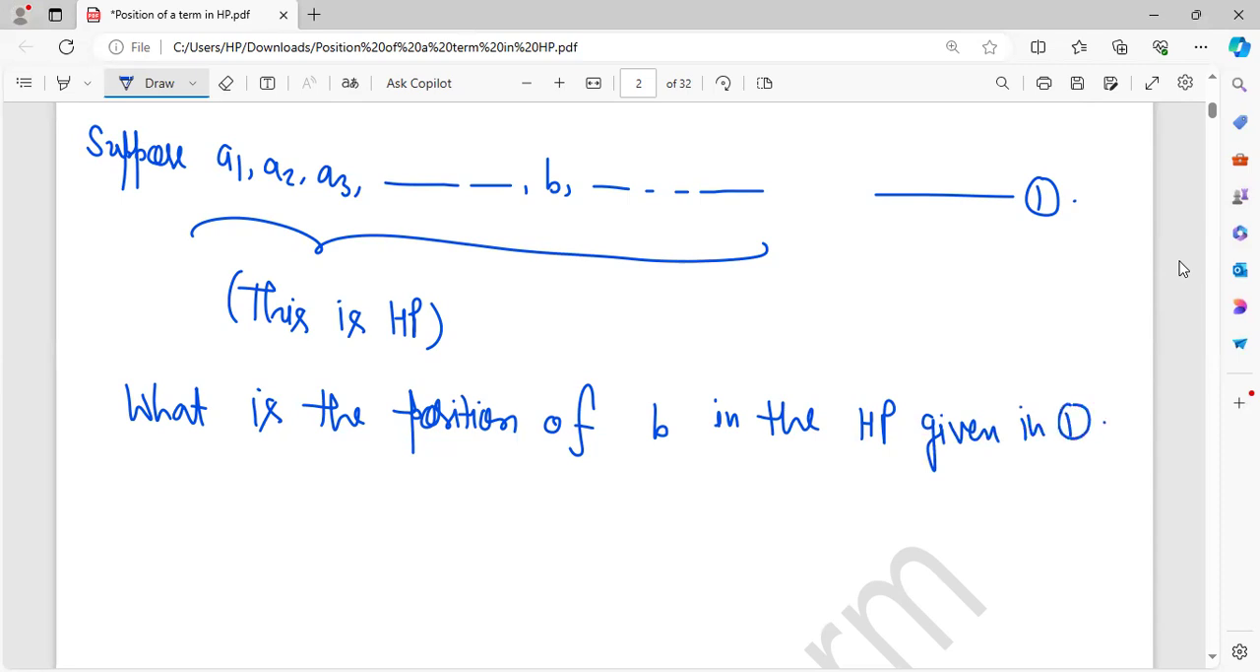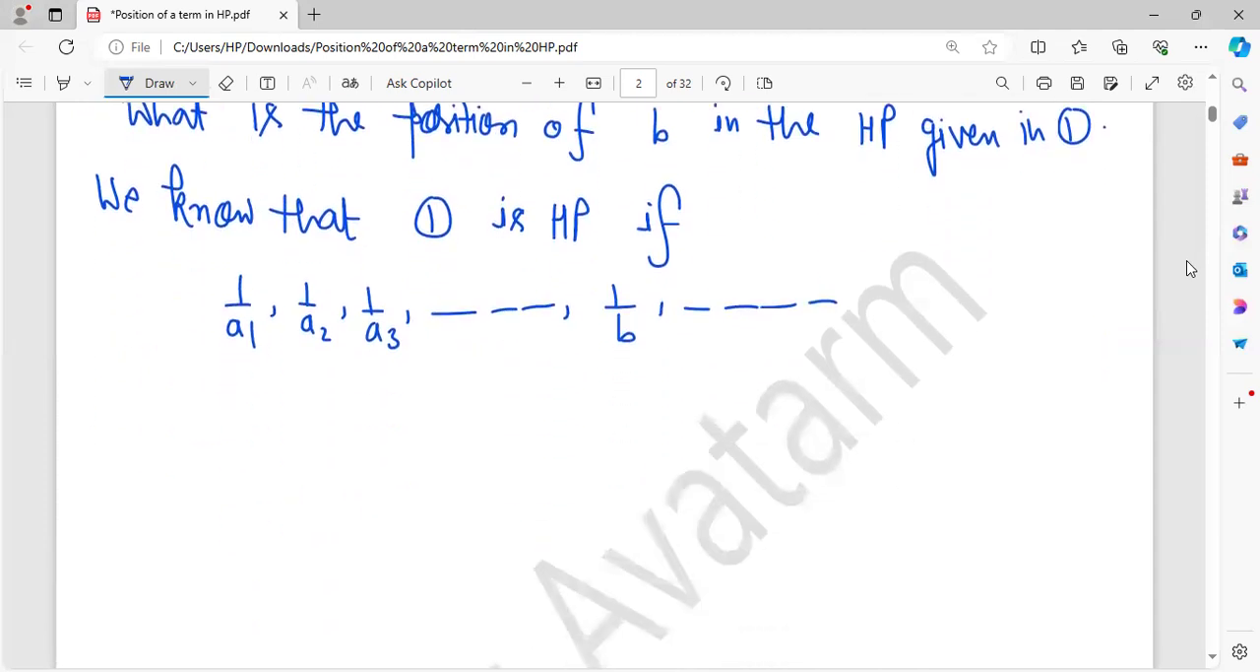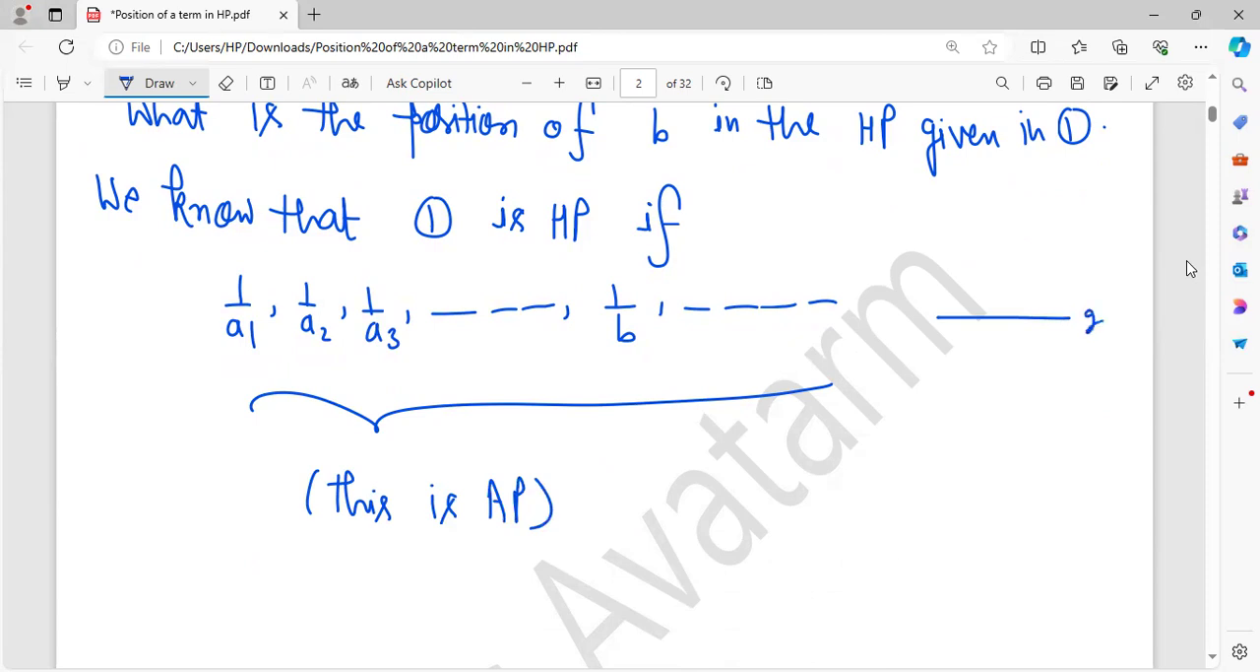Okay. Now we know that 1 is HP if 1 upon A1, 1 upon A2, 1 upon A3, and so on, 1 upon B, and so on. Okay, this is AP. This is AP. So let's say 2.